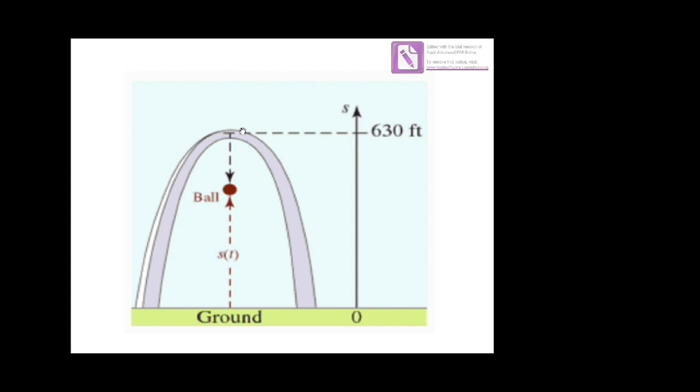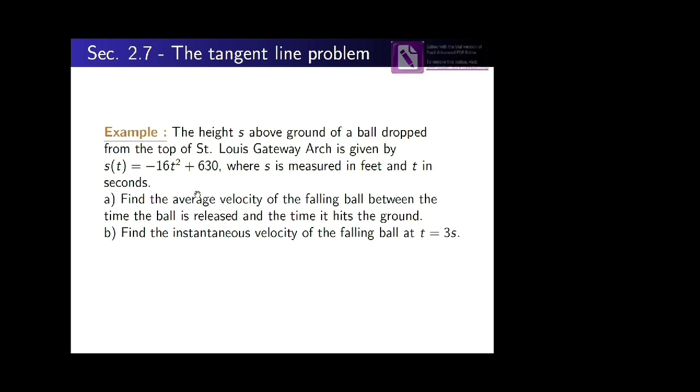So here we have a ball. It is dropped from this height, which is 630 feet, and hits the ground at some time. And the equation of the S, or for the distance, is given by minus 16 t squared plus 630. We are asked to find the average velocity, so we need to find delta S over delta t. Then in B, we are asked to find the instantaneous velocity when t is equal to 3 seconds. So let us see how we can do this example.